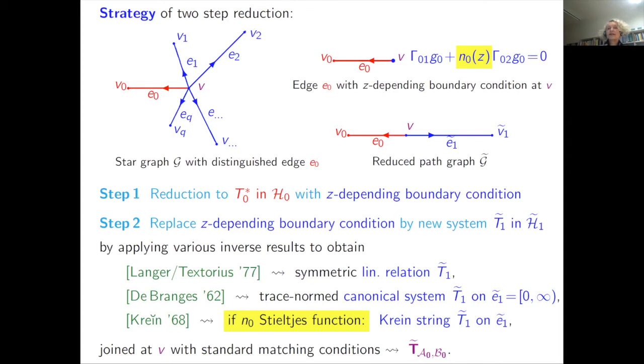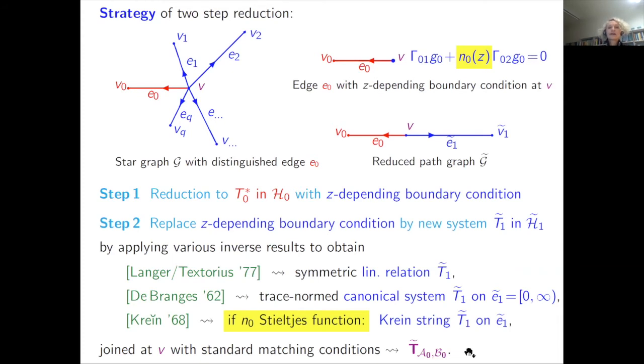Now, in the particular case that our N0 happens to be not just a Nevanlinna function, but a Stieltjes function, then we can apply an inverse result of Krein to obtain the T1 tilde in the form of a Krein string, which is something more general than a Stieltjes string, on an edge E1 tilde. And in all the cases, these objects that we obtained on this newly added part, E1 tilde, are all joined to the distinguished T0 by means of standard matching conditions. So this I will denote by A0, B0 somehow.